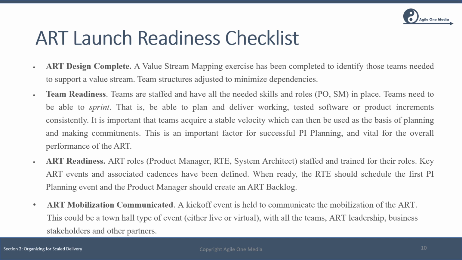ART readiness. The ART roles of product manager, RTE, and system architect have been staffed and trained for their roles. Key ART events and associated cadences have been defined. And when ready, the RTE should schedule the first PI planning event, and the product manager should create an ART backlog.